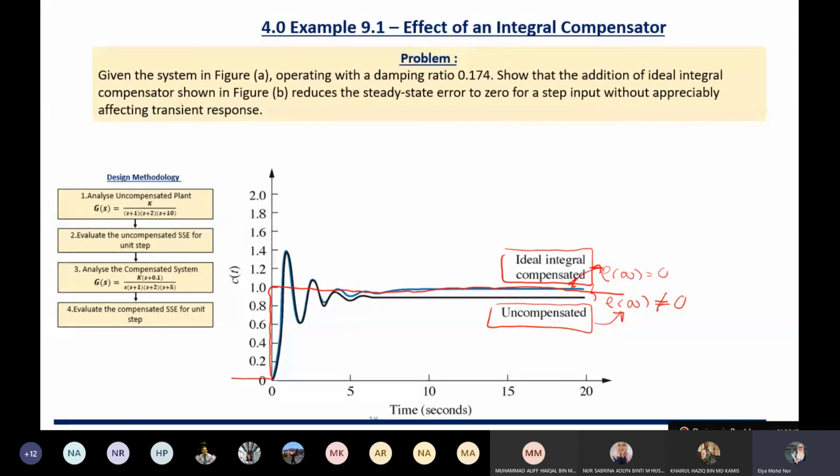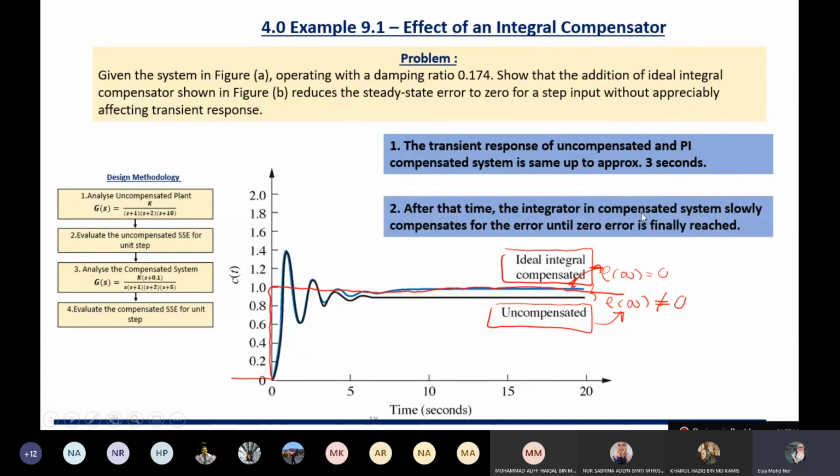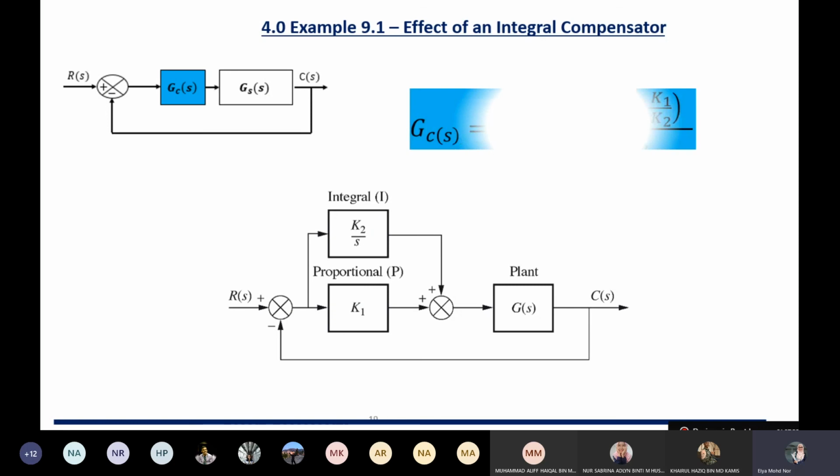Okay, so this is what happens. At the same time, the speed of the transient response remains the same as the uncompensated system. The transient response of the uncompensated and PI compensated systems is the same up to approximately 3 seconds, and after that time, the integrator in the compensated system slowly compensates for the error until 0 error is finally reached. So the 1 over S element in GC, (S plus ZC) over S, is what integrates all these errors to become 0.